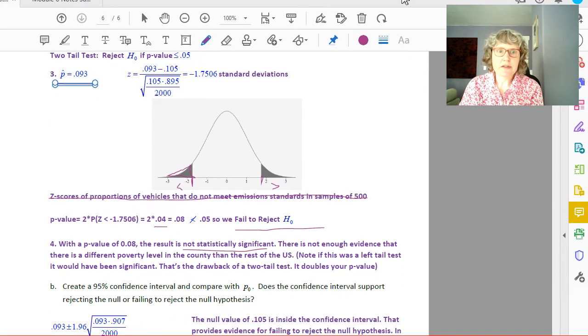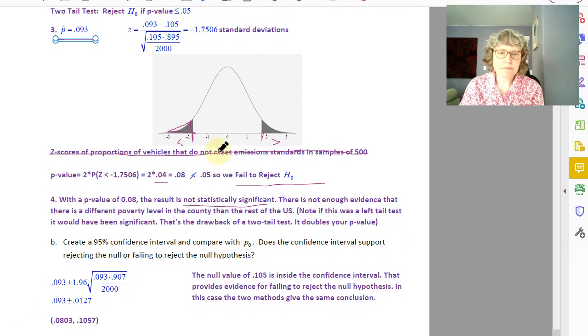Oops, I'm at the end of my document. So, p hat plus or minus z star times the square root of p hat q hat over n. Okay, so we've got 0.093 plus or minus 1.96 for 95% confidence times the square root of 0.093 times 1 minus that over 2,000. The margin of error is 0.0127. That's pretty small because it's a good sample size, 2,000. So it looks like about 8% to almost 10.5%.